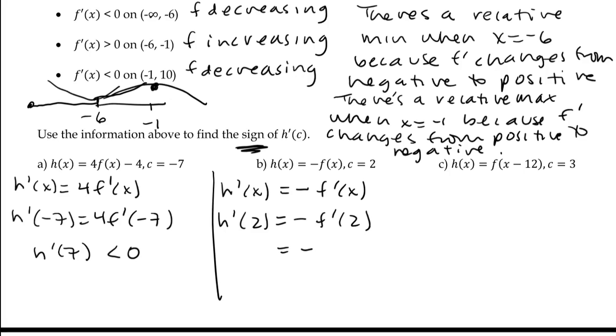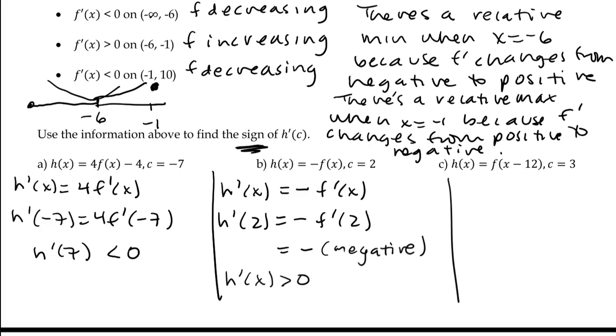Okay, f prime of 2. Let's look back up here again. 2 is in this region. And what is f prime in that region? Negative. So I have a negative times another negative. What is that going to give me? A positive. So I know h prime of 2 is greater than 0.